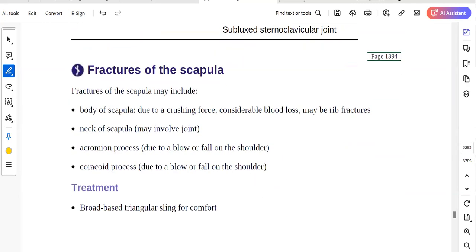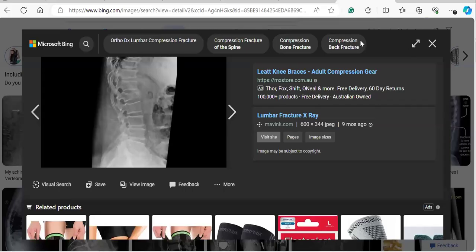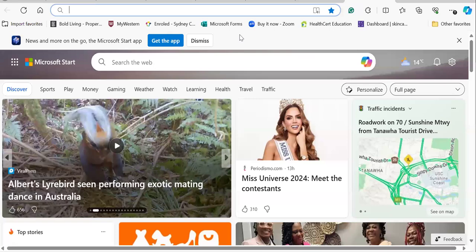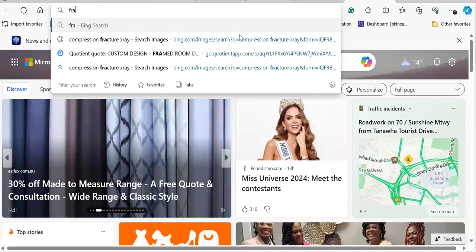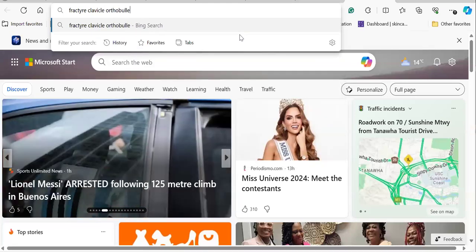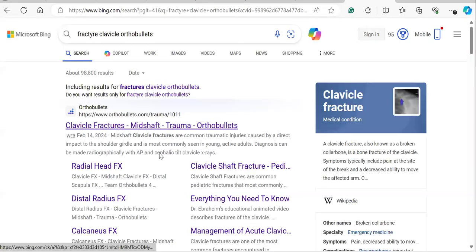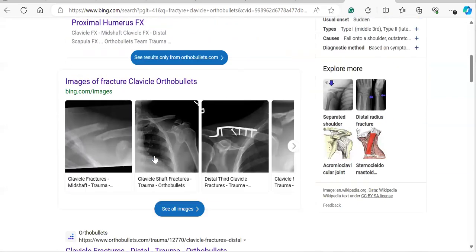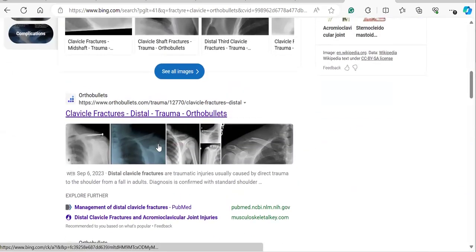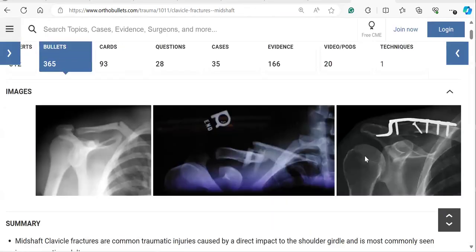Now, for fracture clavicle, you need to go through a little bit more, so I will show you. For orthopedics, if you actually want to go through some things, then OrthoBullets will be the best one. So let's write fracture clavicle, OrthoBullets. In OrthoBullets, you will learn a lot of things. Here you can see distal clavicle fracture management and mid shaft clavicle fracture. Both of them are important for you to go through a little bit.